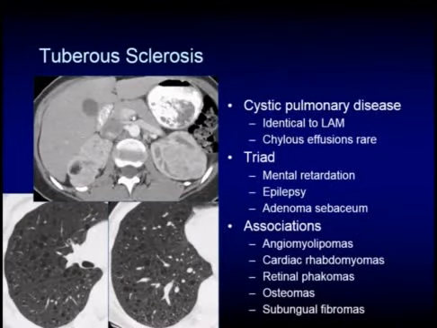Tuberous sclerosis can also give you cystic pulmonary disease that's identical to LAM, with the exception of the chylous pleural effusions. The triad, as you all know, has associations or other ectodermal issues: angiomyolipomas, cardiac rhabdomyomas, retinal phacomas, osteomas, and subungual fibromas. And again, when you look at the lung disease pattern, it looks identical to LAM.